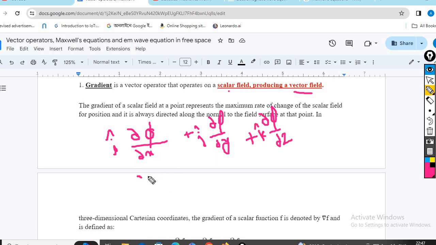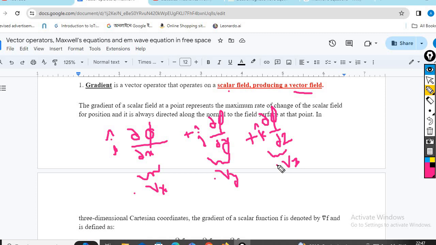So one can consider this as v of x, this can be considered as v of y and this can be considered as v of z, and the directions are i cap, j cap and k cap. Obviously when you are able to represent a scalar quantity in that form, then it will be considered as a vector. Not physically but mathematically it will be considered as a vector.